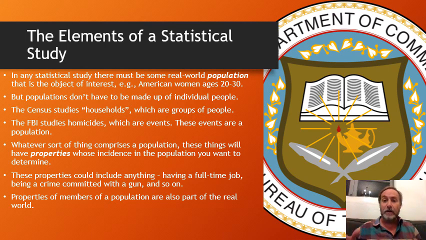So, in the example here, American women ages 20 to 30. It can be that specific. It doesn't need to be the whole US, the whole world, or anything like that. They don't even have to be actual people. So often, like with the US Census, their unit of the population is households, so it's a population of households. If the FBI is studying homicides, these are events, and you can have a population made up of all these events, every homicide in the US in a certain year or whatever.